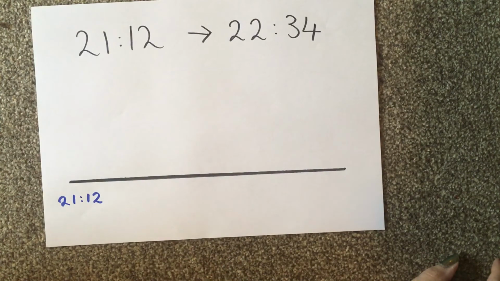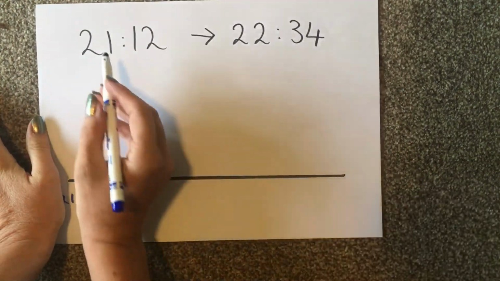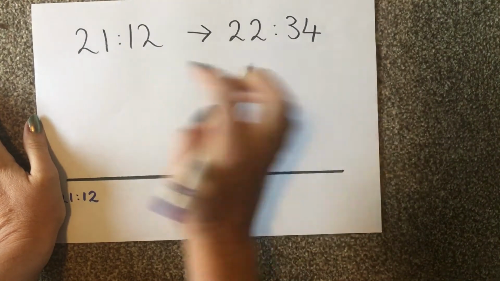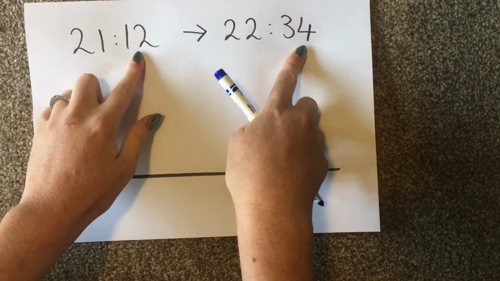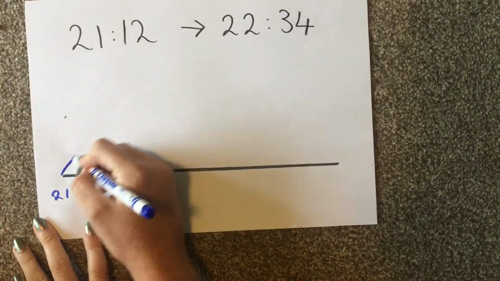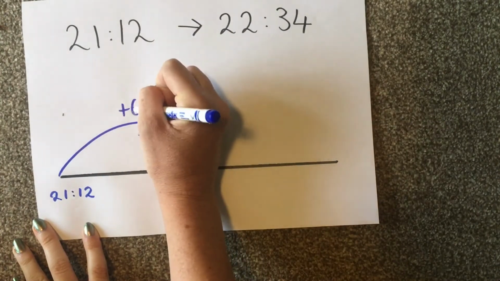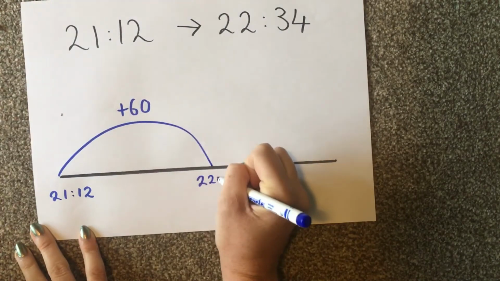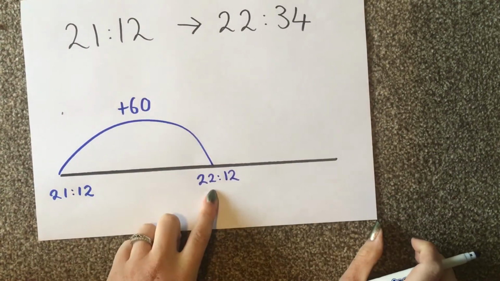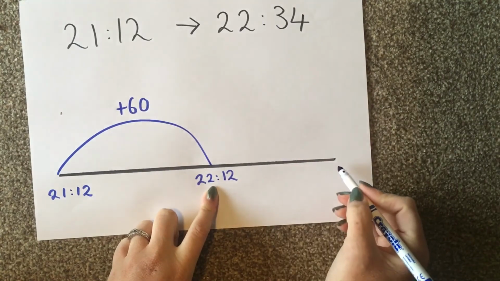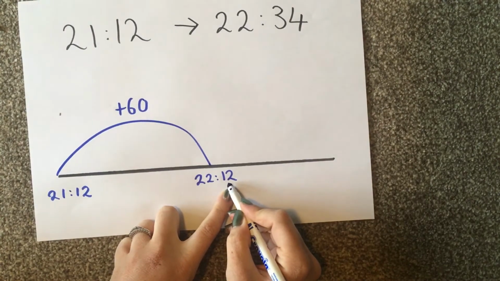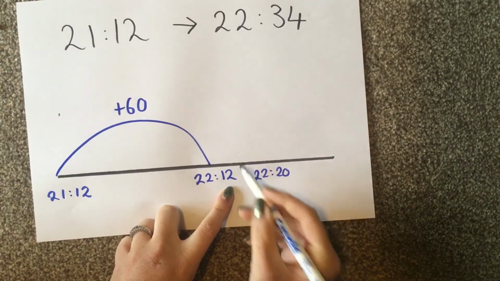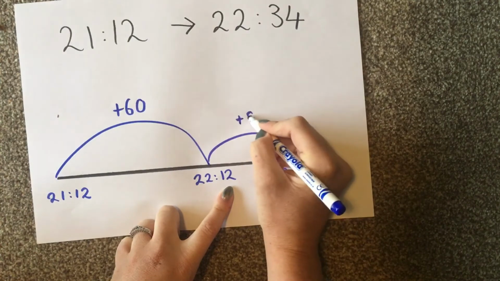You might be wondering how I know that it's over an hour. Well, I just know that by looking. 21:12 followed by 22:34, well, that's a whole hour later plus a bit more. So if I was to jump that whole hour, so 60 minutes, then my 21:12 is going to become 22:12. And now it won't take too much for me to get to 34. So I think I'm going to jump to 22:20 because I know that I can do a nice easy addition of 8 minutes, and that will get me there.